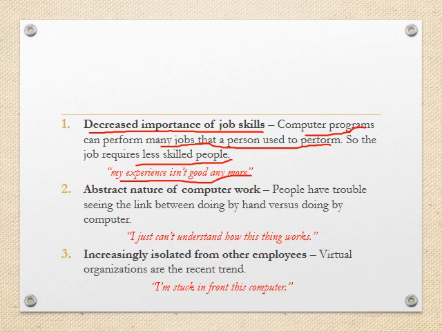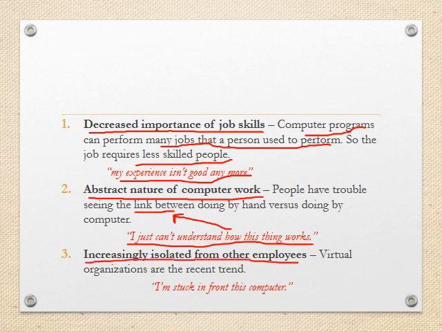The second challenge, or second characteristic, is the abstract nature of computer work. People have trouble seeing the link between doing by hand versus doing by computer. And they will ask themselves, I just cannot understand how this thing works. They don't know the relation between the program features and what they are doing in their environment.